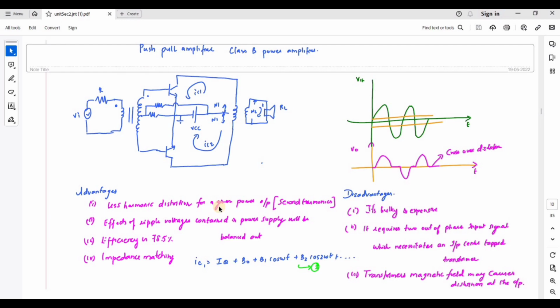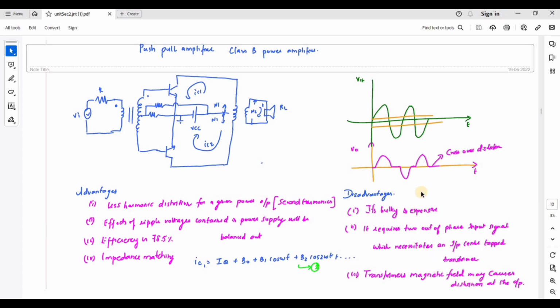But you can see the disadvantages. It is bulky and expensive, and it requires two out-of-phase input signals in order to operate. It also necessitates input center-tapped transformers, and the transformers which we have used will produce a magnetic field which causes a distortion of the output.